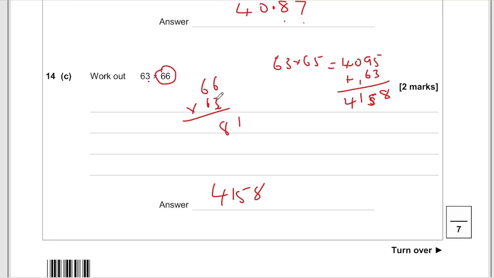Now if you wanted to times it, you could just times it through and say 3 times 6 is 18, add the 1 is 19, 0 down, 6 times 6 is 36, plus 3 is 39, and then that gives me 8, 5, 1, 4. So whichever way you choose to do it, I get the same answer, 4158.